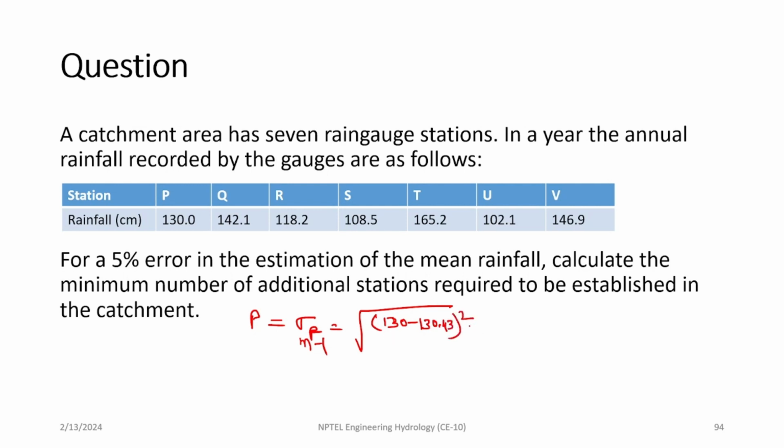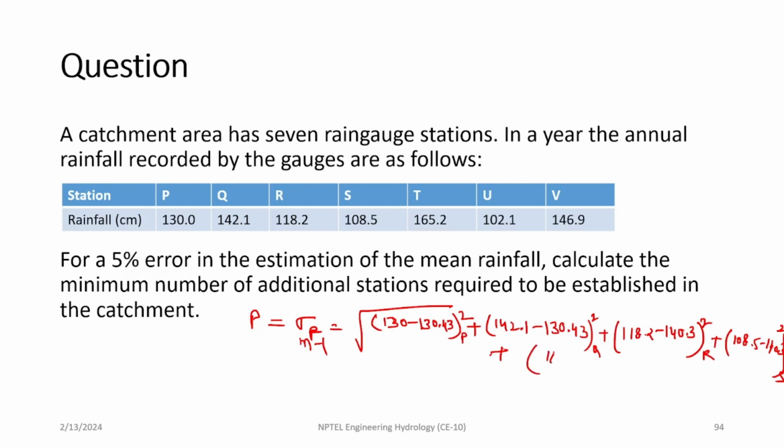Okay, so we have to add this, which is for P. Then again 142.1 minus 130.43, the whole square, this is for Q. Then 118.2 minus 140.3, again a square, it is for R. Then 108.5 minus 140.3, again a square, this is for S. Then similarly we add for T: 165.2 minus 130.43, whole square, this is for T, right?